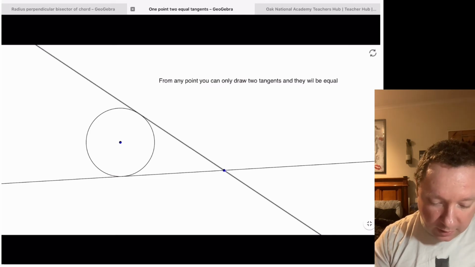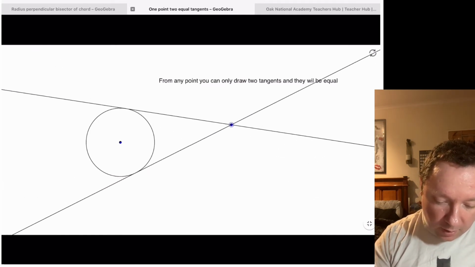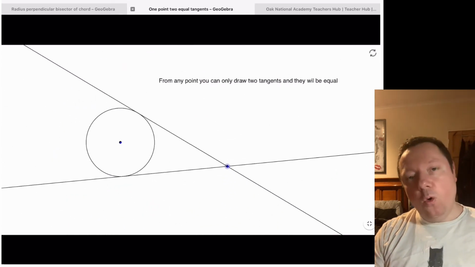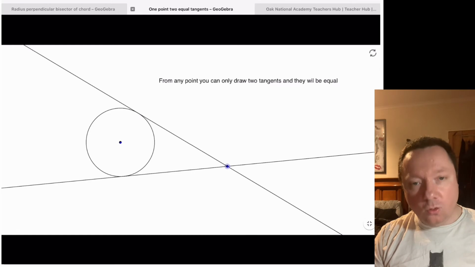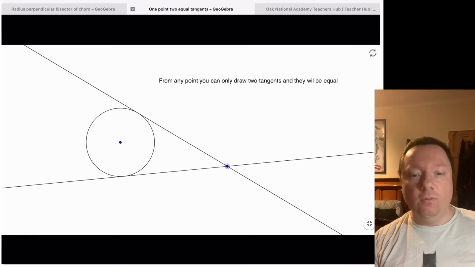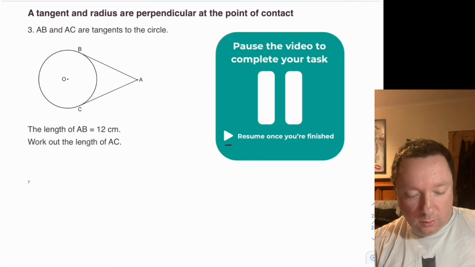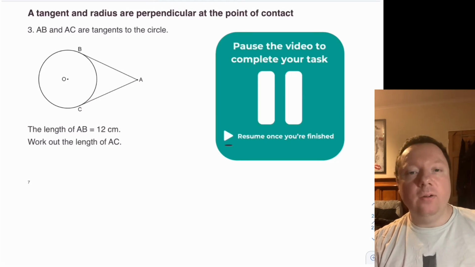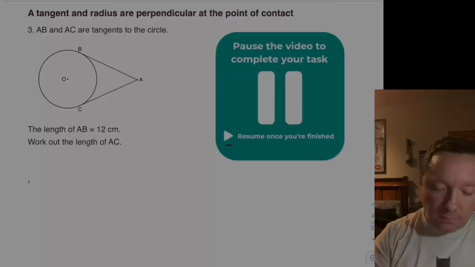It's obvious that that's the same size as that. It doesn't matter if I go round, they're always going to be the same size. And that's important because we can then draw triangles or other shapes and know that two sides are exactly the same size to start with. So using that knowledge, it tells you that AB and AC are tangents to the circle. It tells you the length of AB. Can you write down the length of AC? Pause the video here and give it a go and come back when you're done.